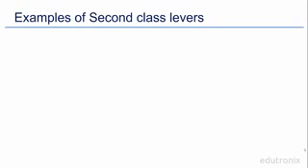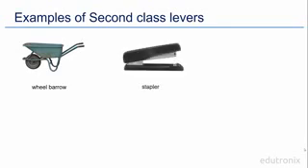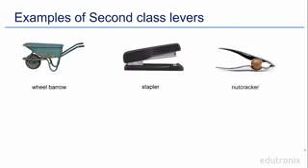Let's take a look at a few examples of second-class levers. A wheelbarrow, as we have seen, is a typical example of a second-class lever. A stapler is also an example. The pivot is on one end while the effort is on the other end. We then have a nutcracker. You can see that the load is in the middle with the pivot and the effort on either side of the load. We also have a can opener, which is another example of a second-class lever.